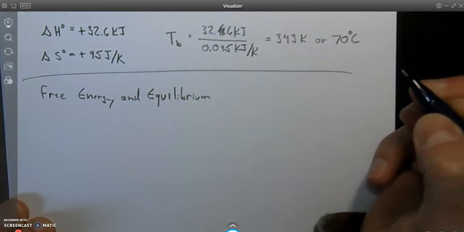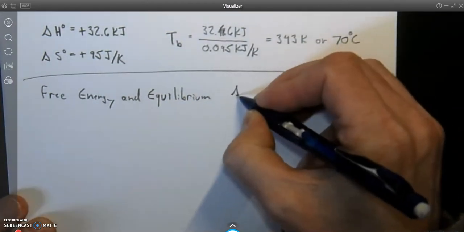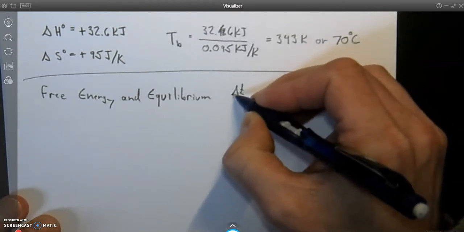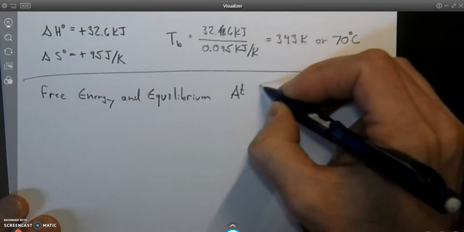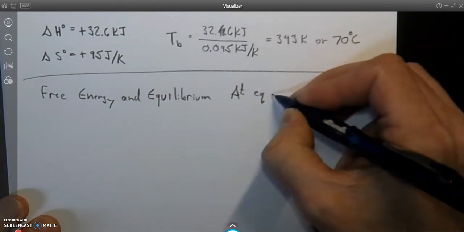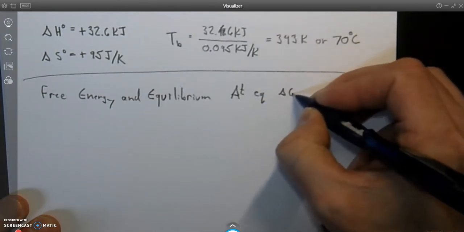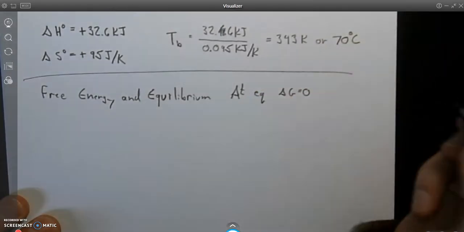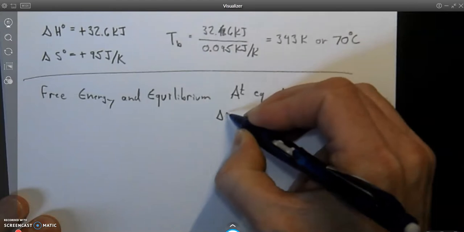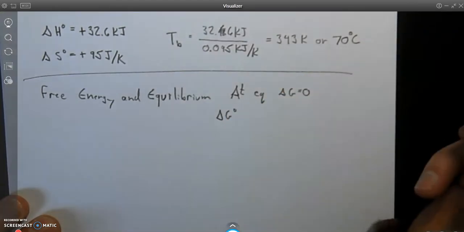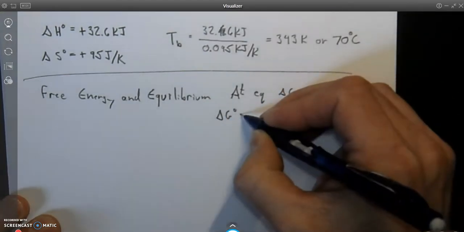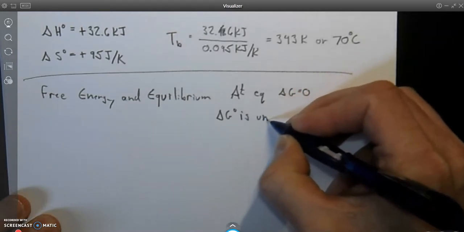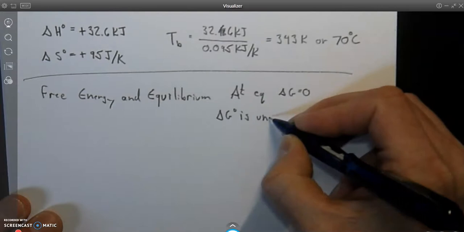Equilibrium. Now, we mentioned before that if you are at equilibrium, delta G is going to be equal to 0, okay? And we have another delta G that we mentioned before. If we have this little naught guy, then we are considered at standard conditions.